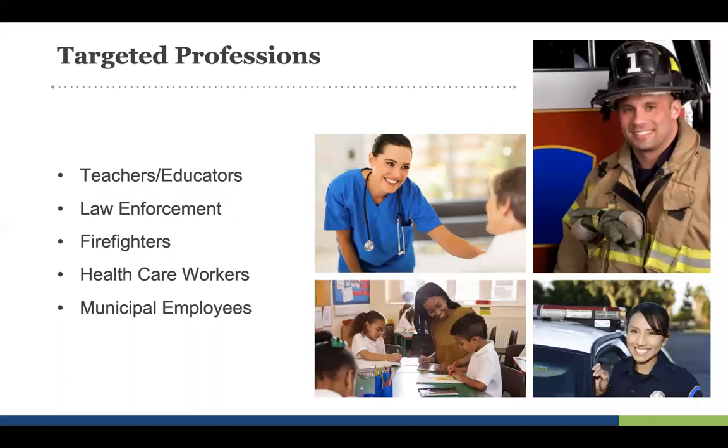There are also special programs available in many markets that target certain professions, typically teachers and educators, police officers, firefighters, healthcare workers, and municipal employees. For example, in Georgia, the state funds the Georgia Dream program that offers $7,500 in down payment assistance to eligible buyers. But teachers, police officers, and nurses can get an additional $2,500 for a total of $10,000 in down payment and closing cost assistance.